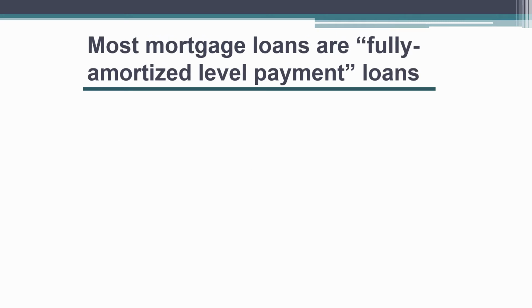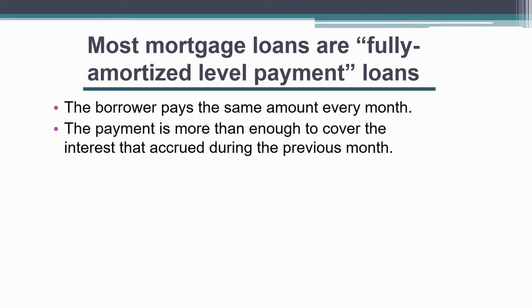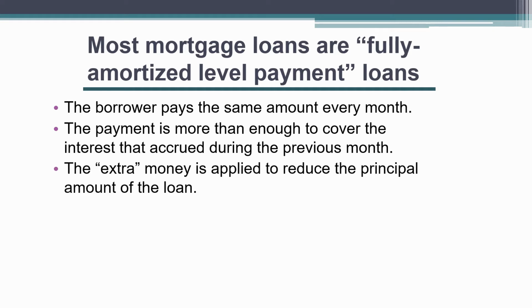Now, most mortgage loans are what we call fully amortized level payment loans. Let's see what that means. First of all, because they are level payment loans, that means the borrower makes a payment every month in the same amount. The payment is more than enough to simply cover the interest that accrued on the loan during the previous month. So in other words, the payment covers the previous month's interest, but there's more in the payment than just the amount necessary to cover that interest.